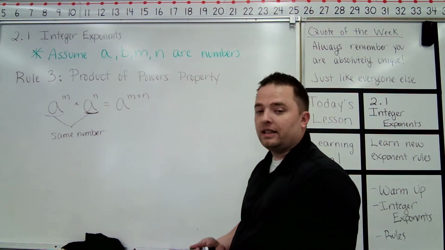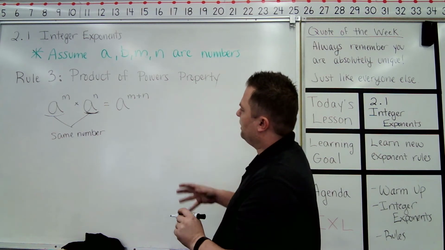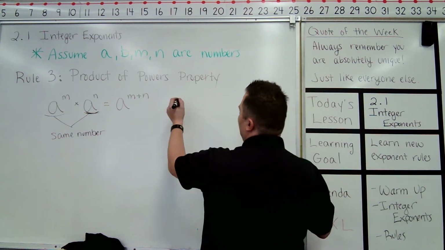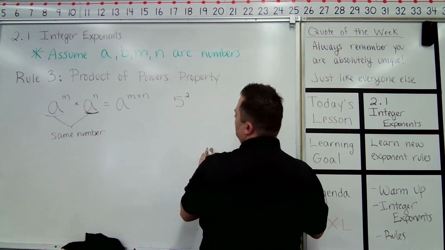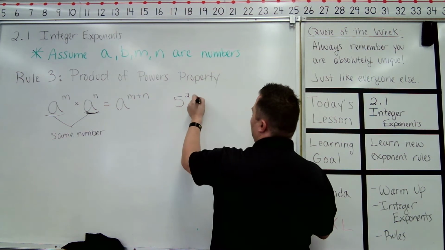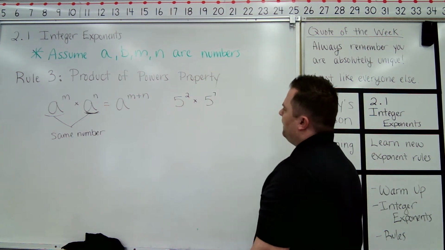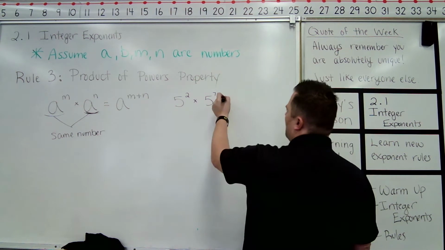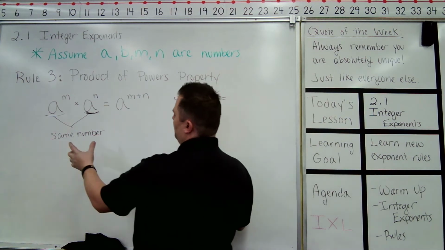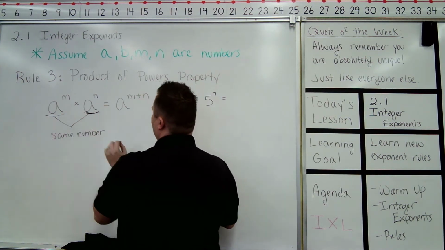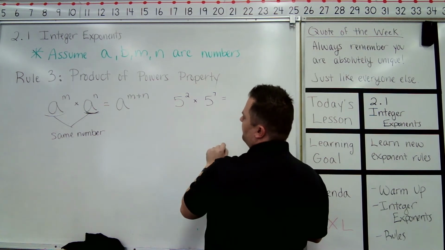So let me put this in context, and it'll make more sense what I'm talking about. Suppose I have 5 squared, and I'm multiplying this times 5 to the 7th. What is this equal to? According to this rule, the A's are the same, meaning these 5's are the same number. The bases are the same.